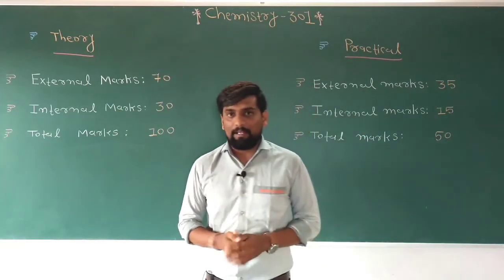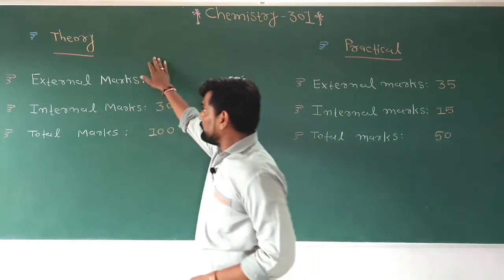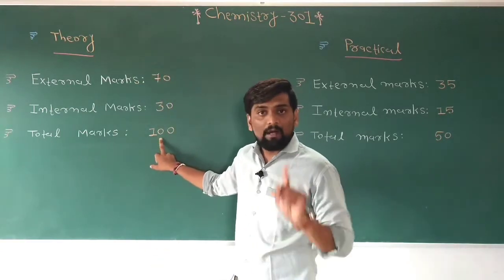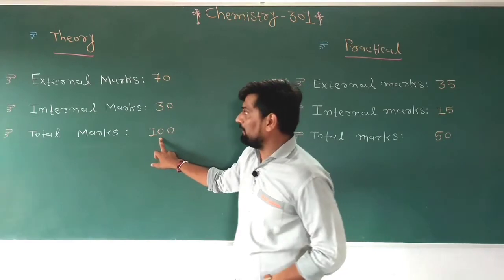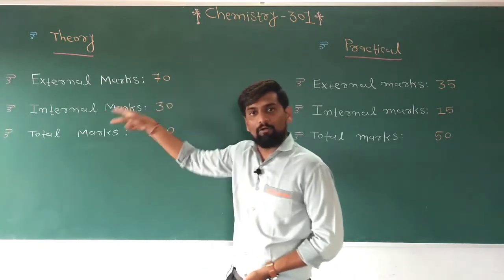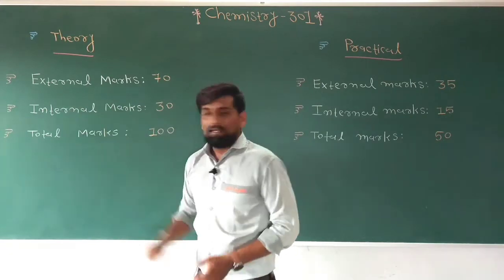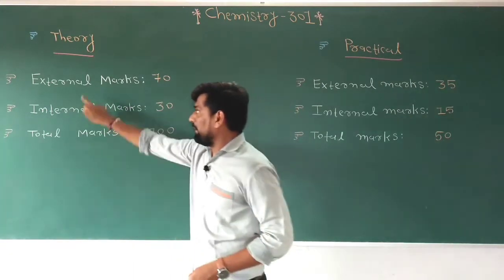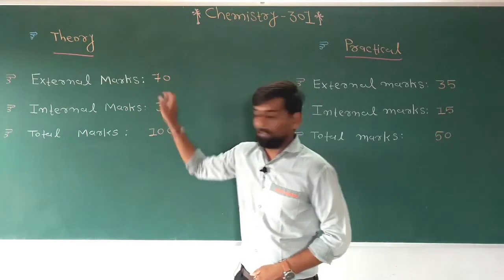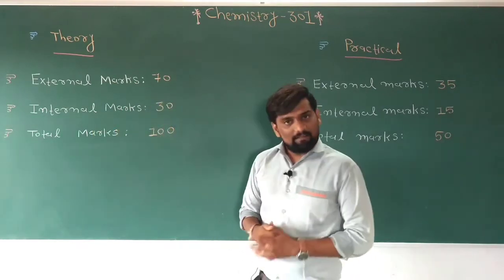First of all, I explain the theoretical portion. The theoretical portion has a total of 100 marks. Out of 100 marks, it also has two parts: one is external marks, another is internal marks. The external marks are 70 and the internal marks are 30.